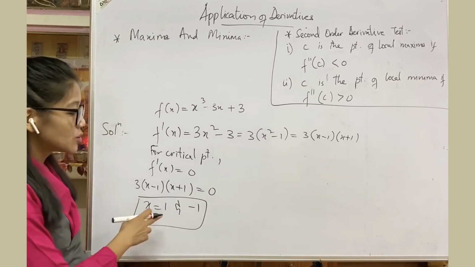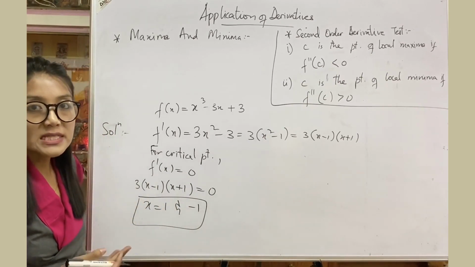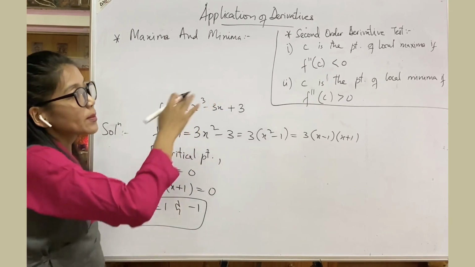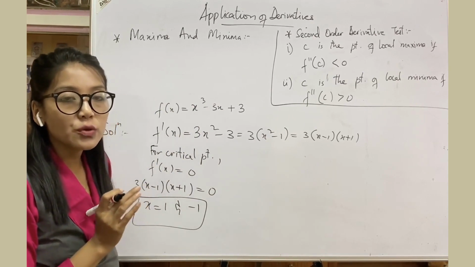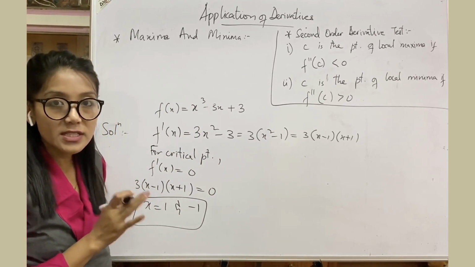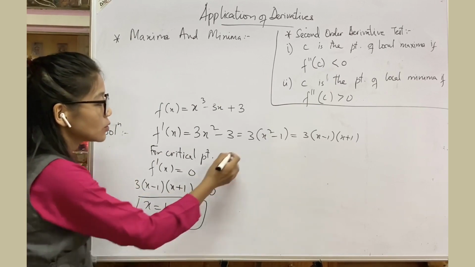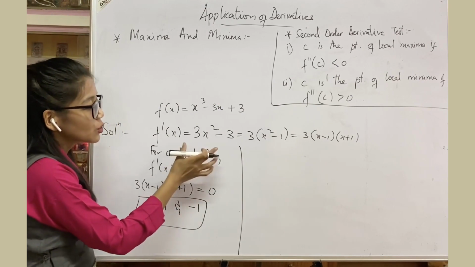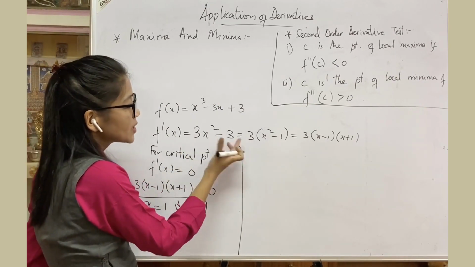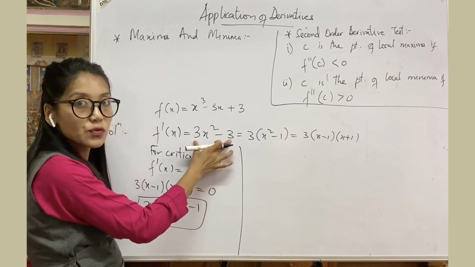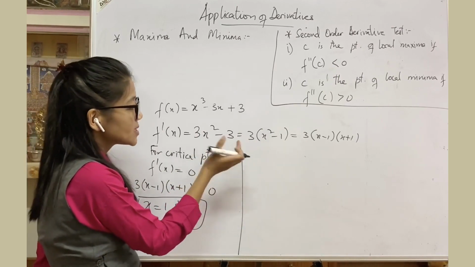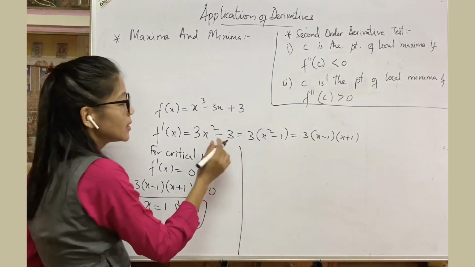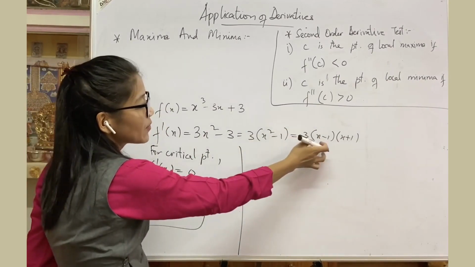Now to check which one is a point of local maxima and which one is a point of local minima, you are going to apply the second derivative test, for which you have to find the second order derivative, f double dash x. So this is f dash x, and you further have to differentiate it. You see which form is easier for you to differentiate, and whichever you want, you can differentiate that. f dash x is the same, it's the simplified form of f dash x.